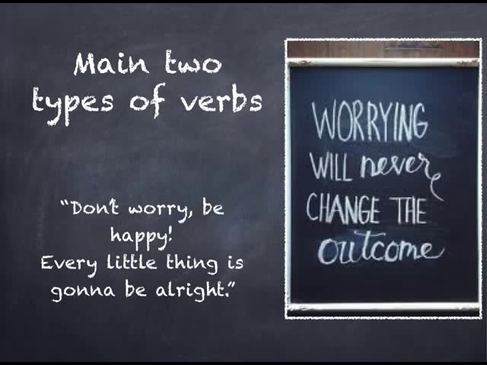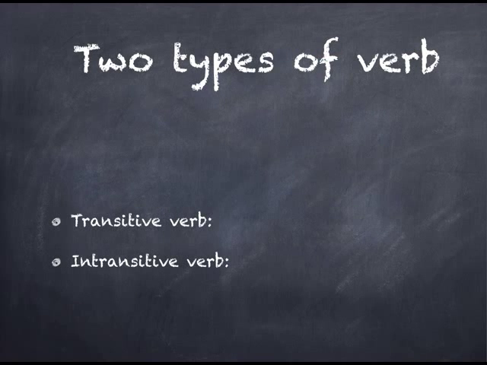Well, let's talk about the main two types of verbs. But don't worry, be happy, because every little thing is gonna be alright. A song by Bob Marley. And also, worrying will never change the outcome. And I know you can learn the verbs, they are not hard. Here are the two main types of verbs.